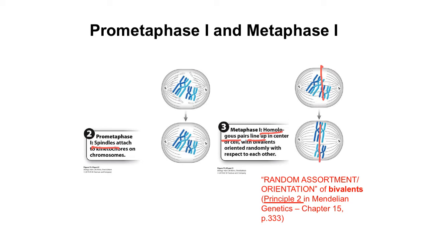These bivalents line up and are oriented randomly with respect to each other. So here, what we see are two bivalents and their position in the central part of the cell. How one positions itself does not influence the positioning of the other pair. So these are all independent or random.